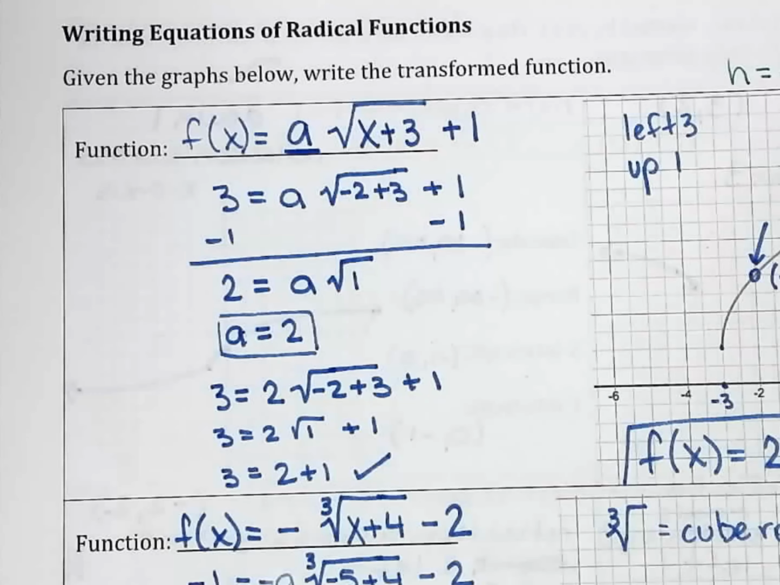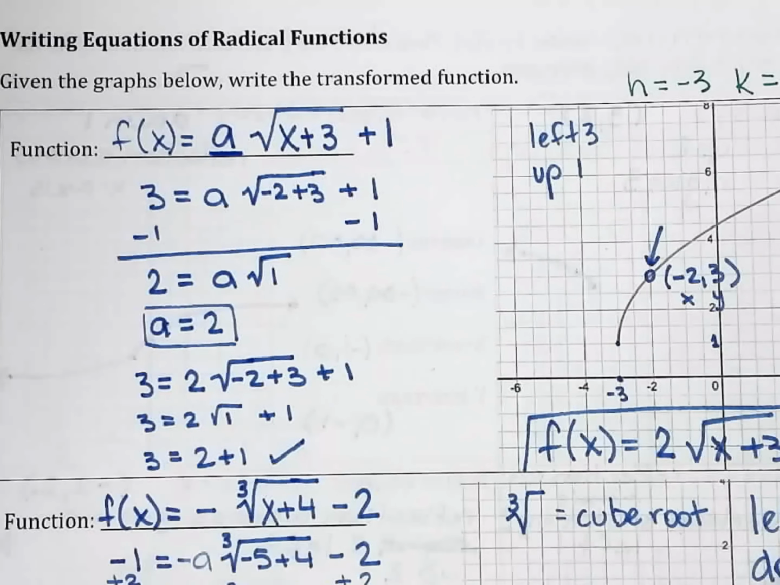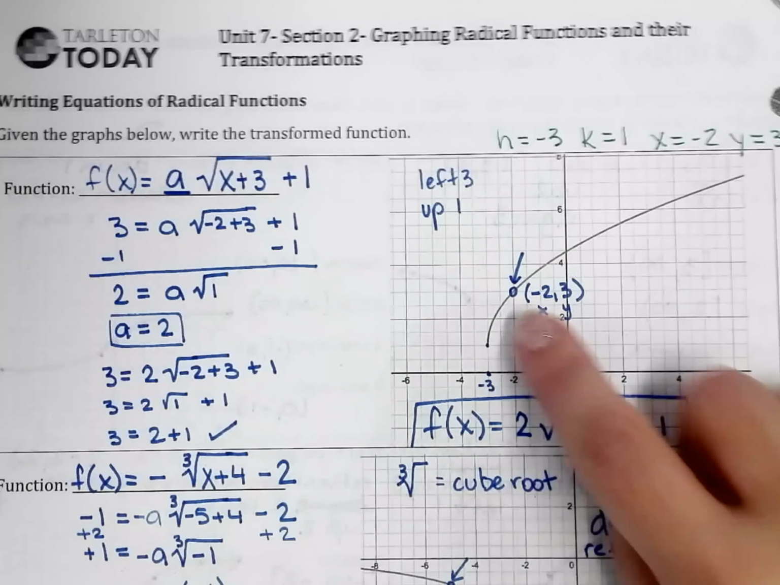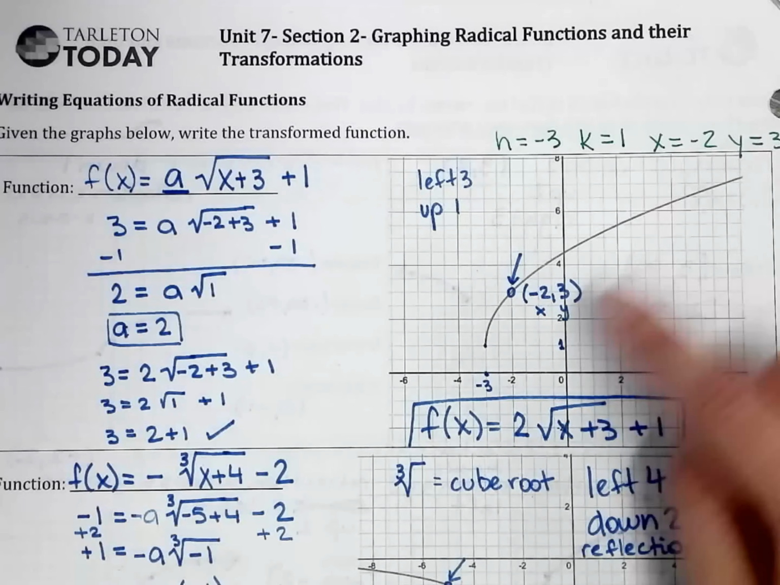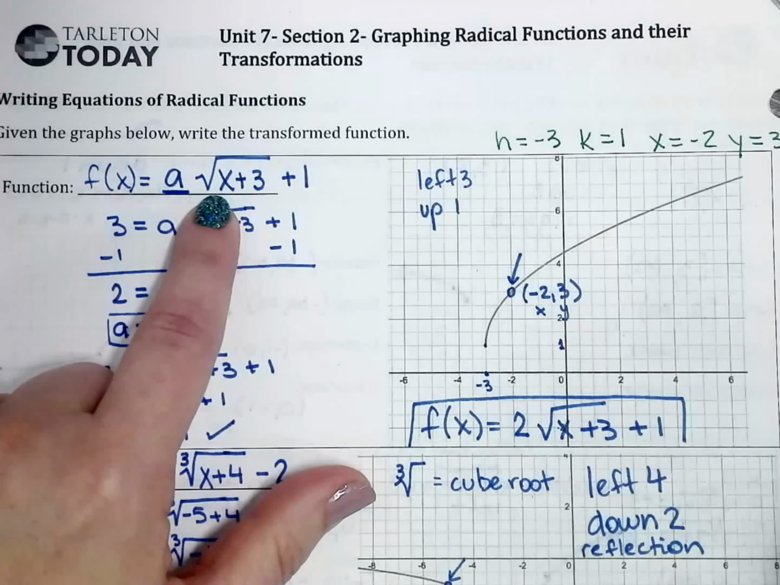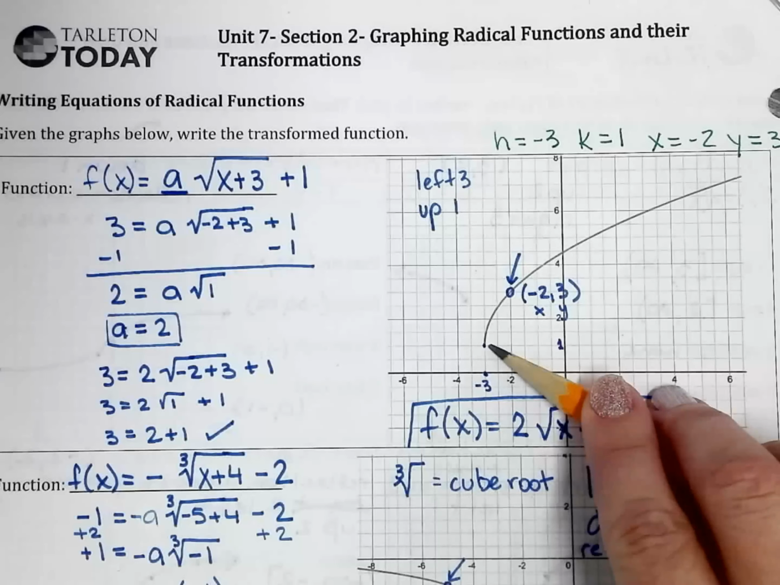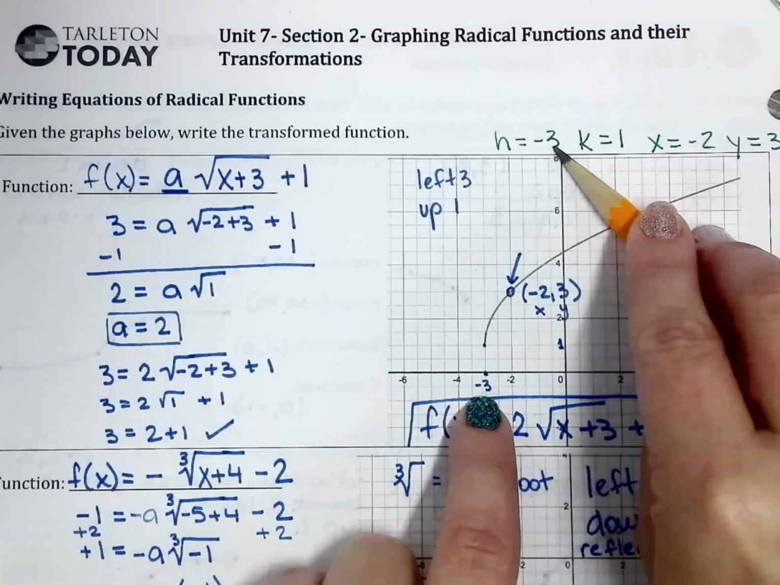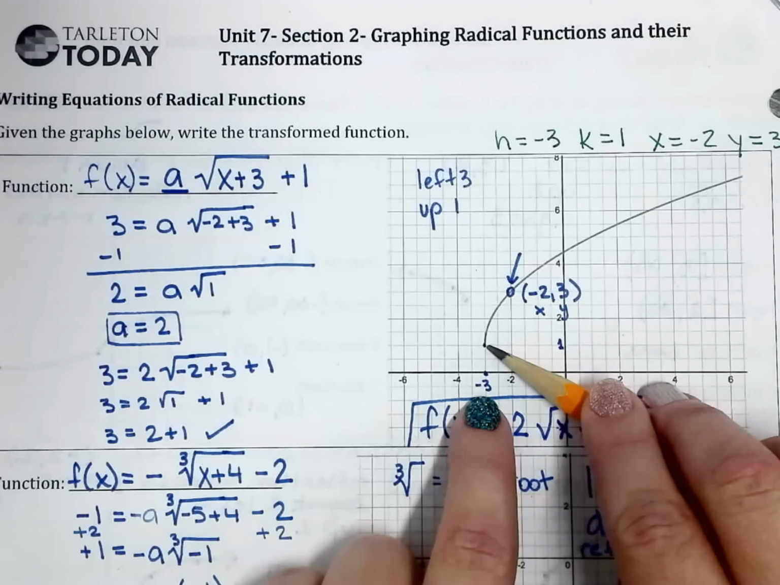Okay, so here is what's new, and it's not awful. So we need to write the function for this graph. It's either square root or cube root. And in this case, it's going to be square root. That's why I put the radical right there. Something else we need to get is where it starts. So it starts off right there at (-3, 1). So your h and k are -3, 1.